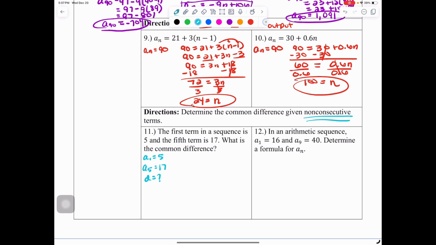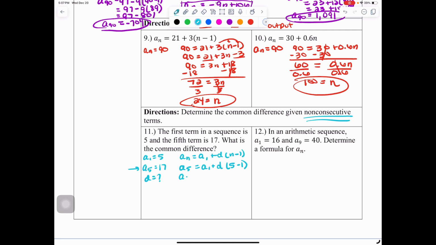So in general, remember our formula is a sub n equals a sub 1 plus the common difference times n minus 1. We do know the first term, but we also know the fifth term. So that's what we're actually going to work with. We're going to do a sub 5 because we know the fifth term equals a sub 1 plus the common difference. And we know that since it's a sub 5, the fifth term, we're going to use 5 for n.